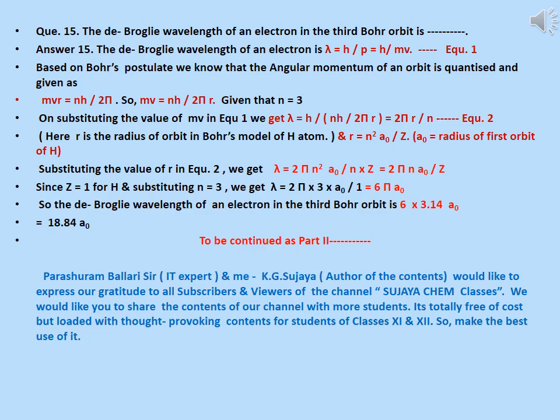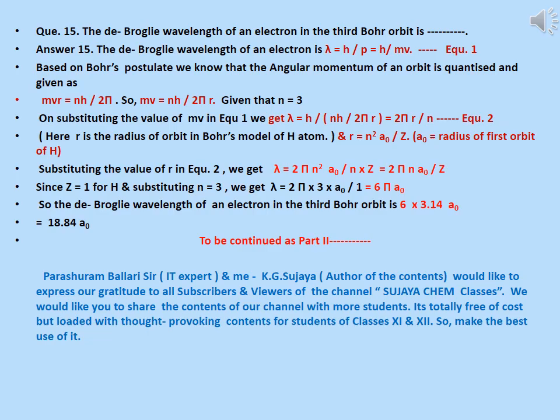Here, r is the radius of the orbit according to Bohr's model of an atom, and that r is given as n square a0 by z, where a0 is the radius of the first Bohr's orbit of hydrogen, a0. So the radius of any other orbit is got by using the formula r is equal to n square a0 by z. Substituting the value of r in equation 2, lambda is equal to 2 pi r by n.